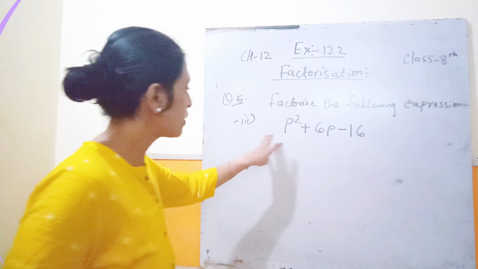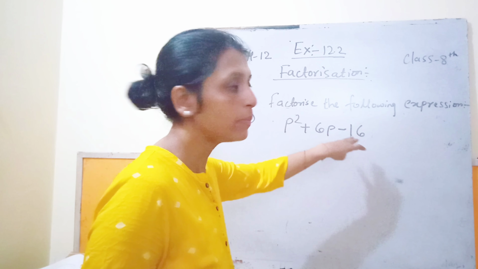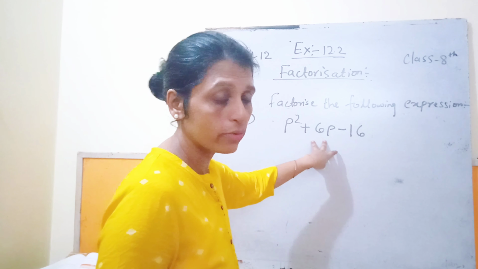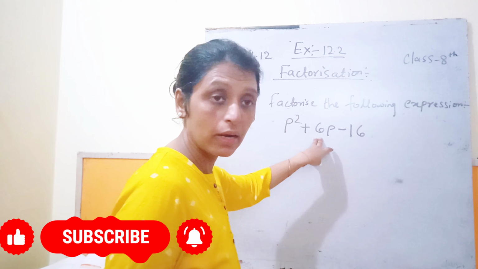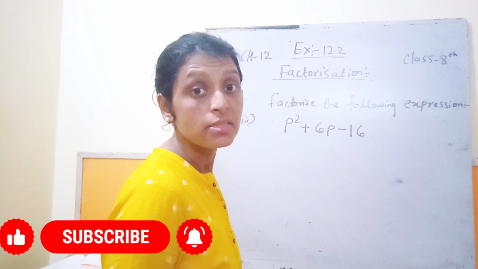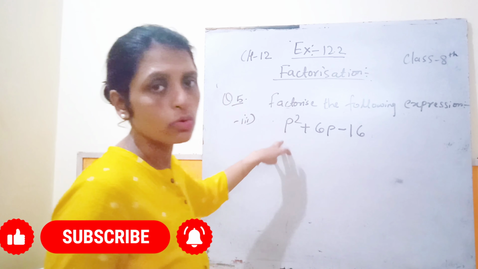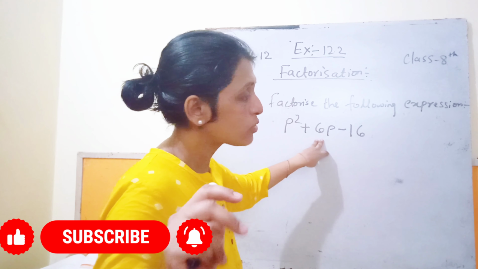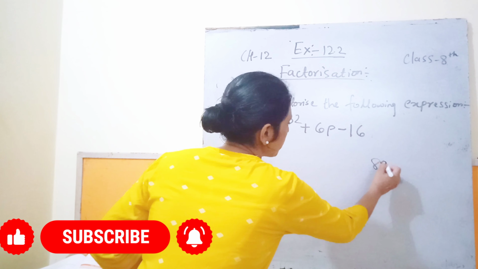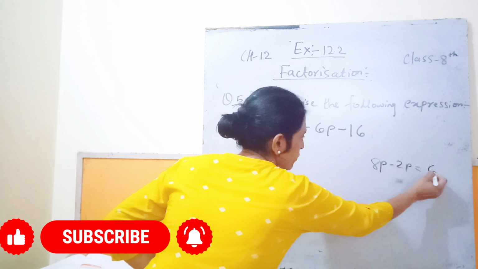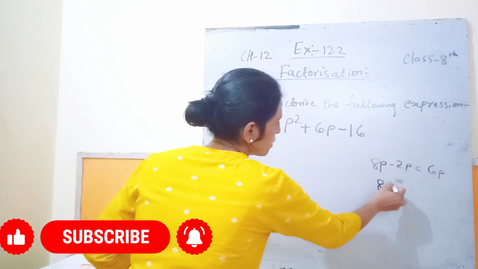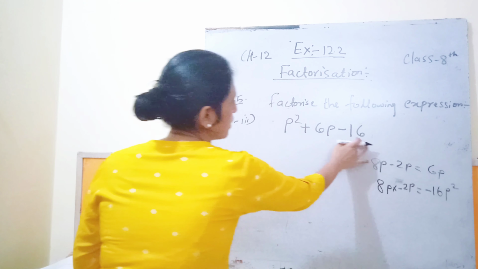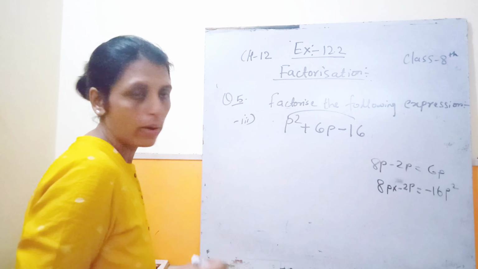In the third part, we have to factorize p square plus 6p minus 16. So children, see here. Here we have to split the middle term in such a way that we get the middle term 6p and the product minus 16p square. So what can be these two factors? How we can split 6p? So 6p can be written as 8p minus 2p, isn't it? Because it will give 6p, and similarly when 8p is multiplied with minus 2p, we will get minus 16p square, isn't it?